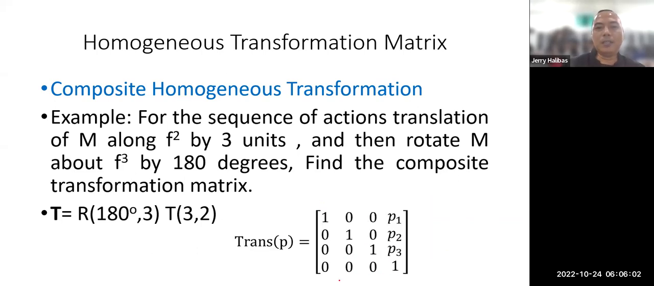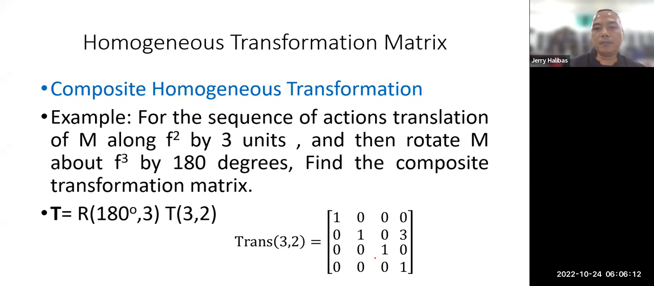Then for the translation, this is the unit or identity matrix. It becomes 0, 3, 0, 3. Where does the 3 come from? Because it moves along F2 by 3 units. It's easier because it is already in matrix form. No trigonometry needed, since it was already done ahead of time.